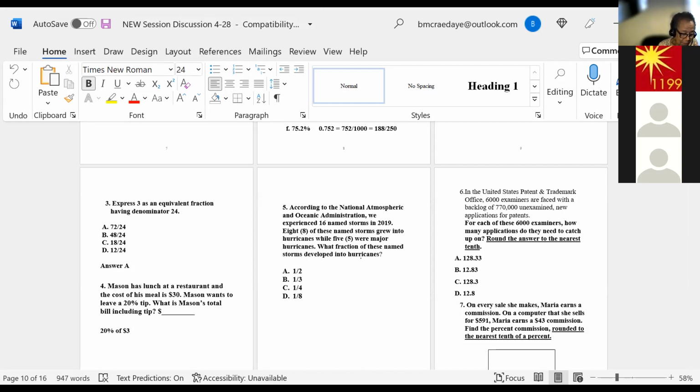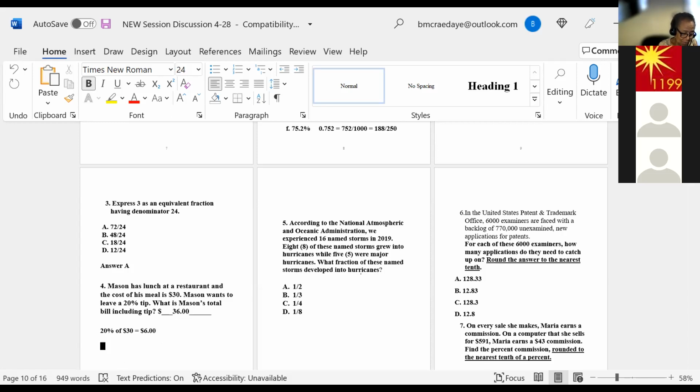Is that 6? Okay, that's equal to $6, right? So what's the total bill? Should be $36. That's it. Very good. So his total bill, including tip, would be $36. All right, very good. So you just add the 30 plus the 6, right? 30 plus 6 equals $36.